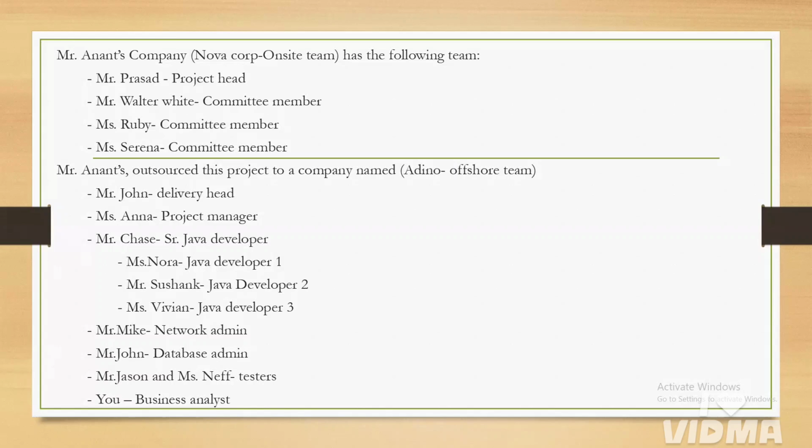John will be the delivery head, and Miss Anna will be the project manager. Mr. Chase will be the senior Java developer, and Nora, Shashank, and Vivan, these three will be the Java developers. Mr. Mike will be the network admin, and John will be the database admin, and Jason and Neff, these both are the testers who will be working for that organization.